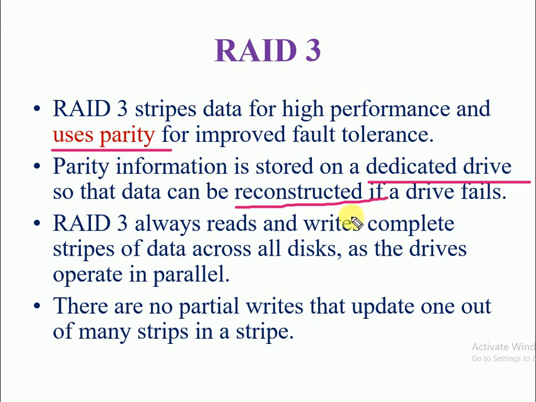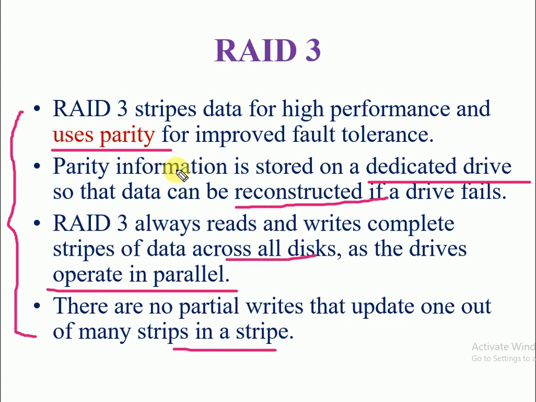This standard always reads and writes complete strips of data across all disks, as the drives operate in parallel. It reads and writes all the stripes in parallel, and it can access all the disks simultaneously at the same time. There are no partial writes that update one out of many stripes in the stripe. There are no partial writes; it always writes the data completely at every operation. So RAID 3 focuses on adding an extra disk drive for storing the parity information.